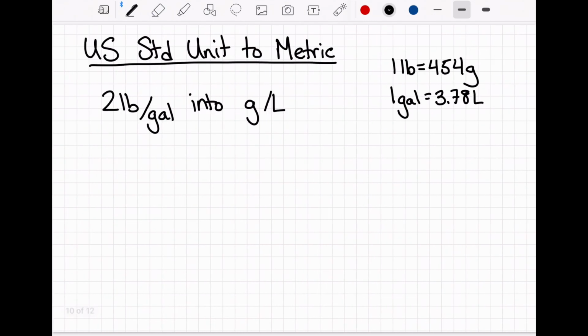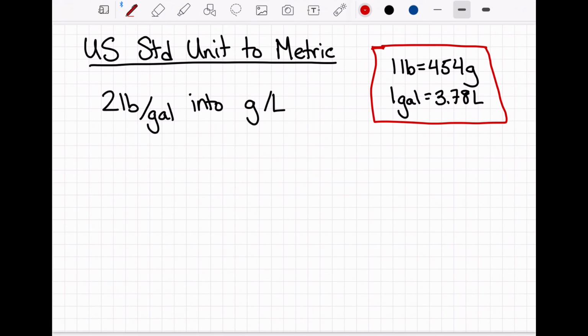Let's do one more example of US standard units to metric units. In this example, we're going to use 2 units that we're going to convert. On a package, you may see 2 pounds per gallon. I think for yeast it might actually be 2 pounds per 1,000 gallons, but in this case, we're just going to say 2 pounds per gallon. And we want to convert it into grams per liter because that's what we're used to working in. We know our conversion factors over here. We've got 1 pound equals 454 grams, and 1 gallon equals 3.78 liters.